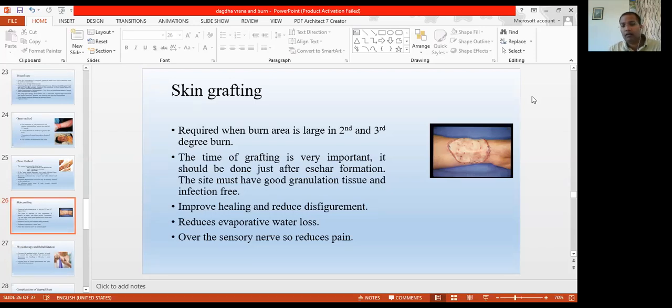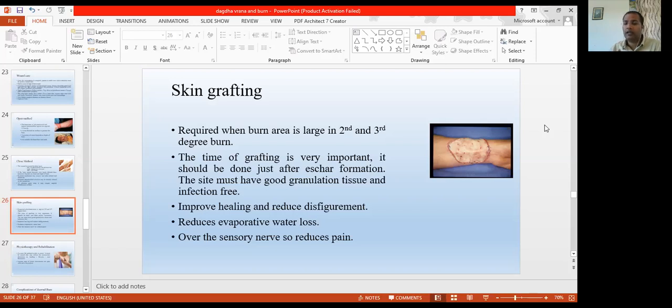And also, when you cover the patient, it reduces the water loss. It prevents dehydration of the patient, because if the wound is open, the patient loses so much fluid. So these are some beneficial effects of skin grafting, but it is only successful when you do the graft at the correct time.